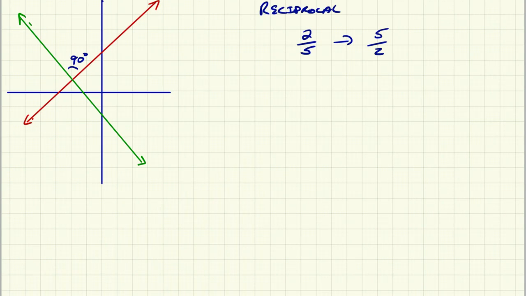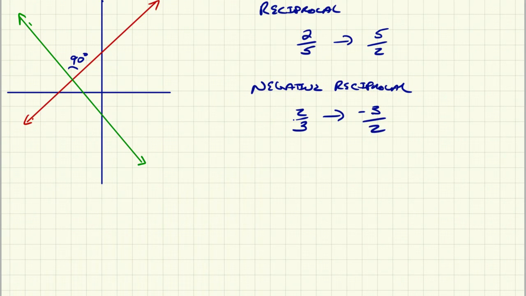Now, negative reciprocal means that we are taking that new fraction and we are multiplying it by -1. So negative reciprocal means that we take the slope of a line and we flip the fraction over. In other words, we flip the slope over and we multiply it by -1.